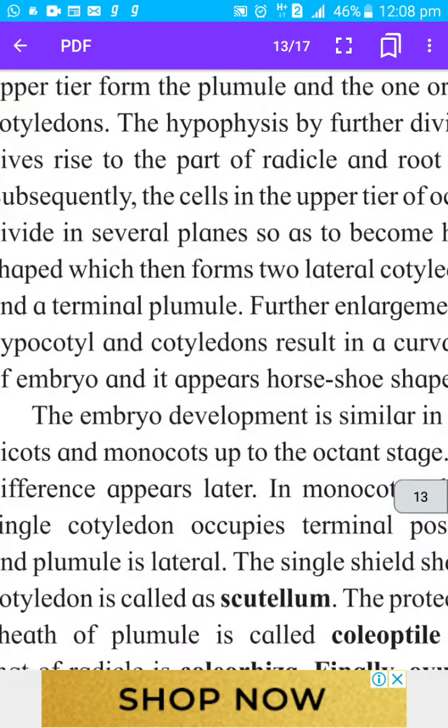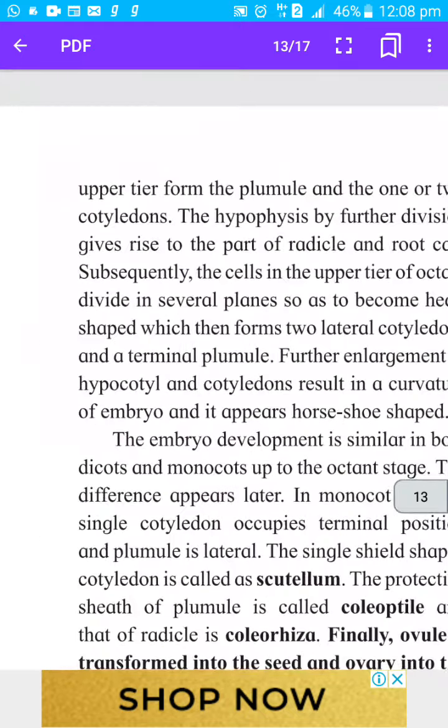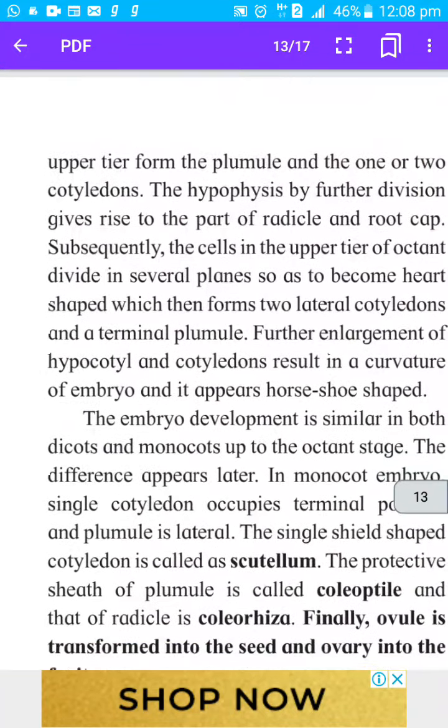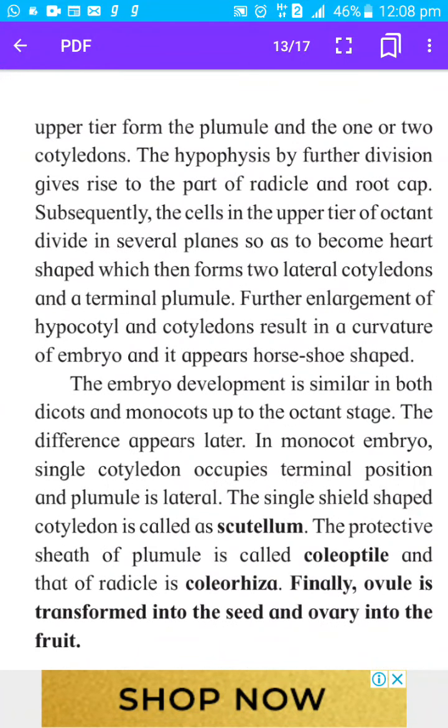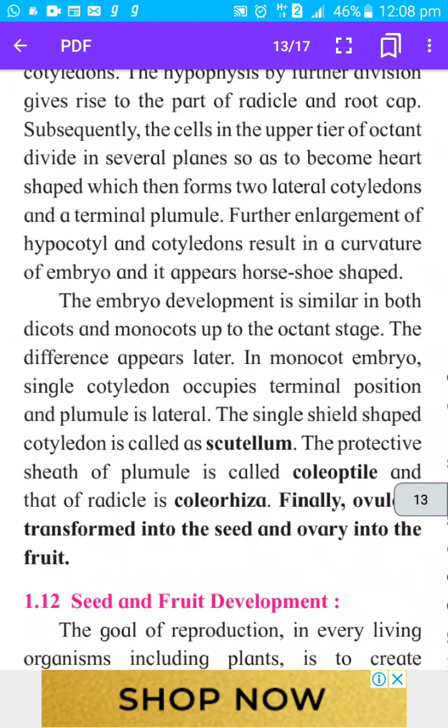The hypophysis by further divisions gives rise to the part of radicle and root cap. Radicle means from which roots are developed. Subsequently, the cells in the upper tier of the octant divide in several planes so as to become heart shaped, and form two lateral cotyledons. So two cotyledons are formed and a terminal plumule is formed from which stem will develop further.